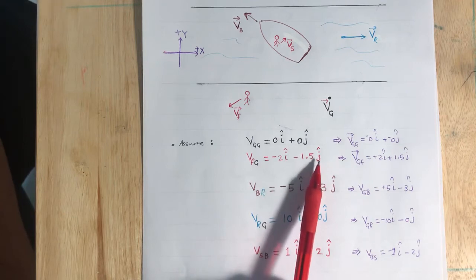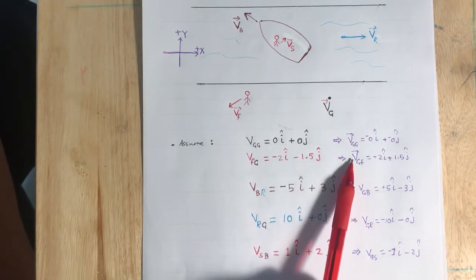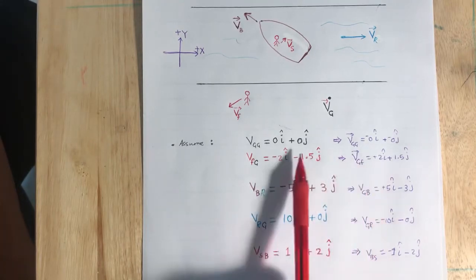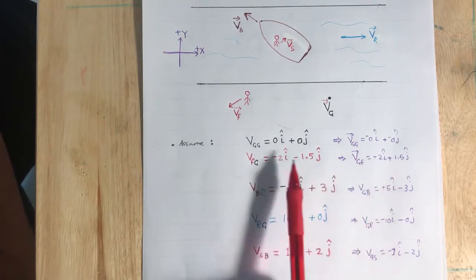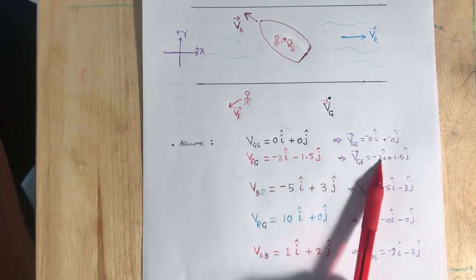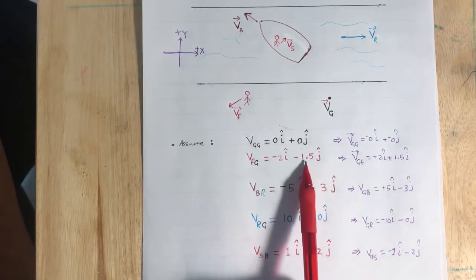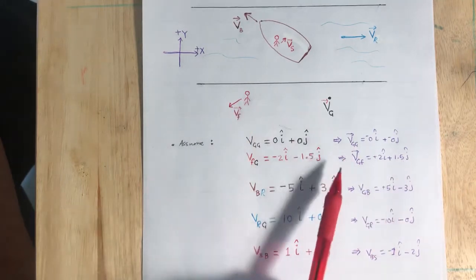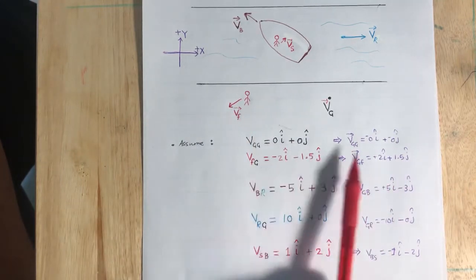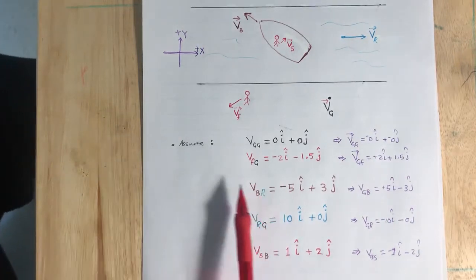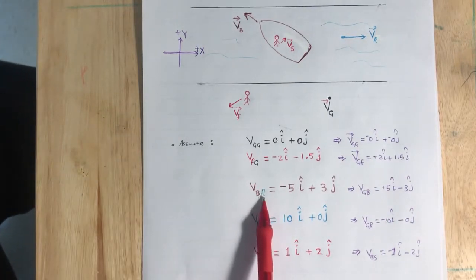If we take the inverse and need the velocity of the ground with respect to the fisherman, we just exchange the signs and keep the same speeds. The speed is 2 in the i direction and 1.5 in the j direction, the y direction, but the directions have changed. Okay, what is the velocity of the boat with respect to the river?